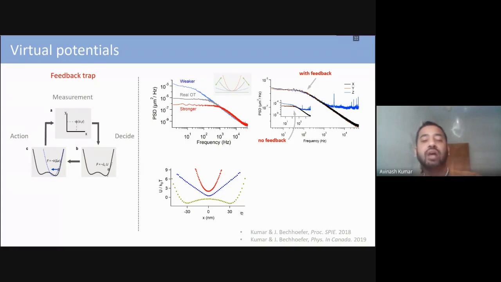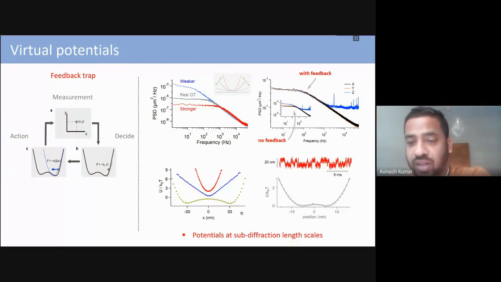So in order to check how far we can push these limits, we created a potential where the wells are separated by only 10 nanometers, which is very exciting because you can create such potentials with optical tweezers at these length scales, but still keep the curvature pretty high so that you can have a two-state system in your experiments.